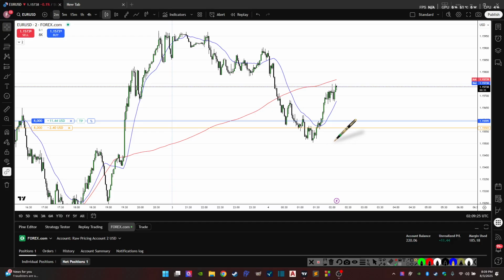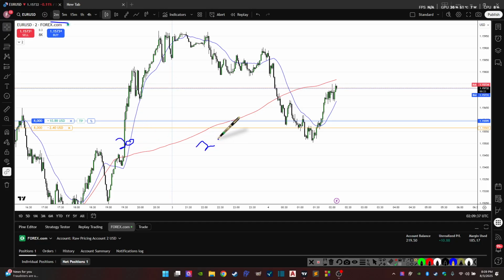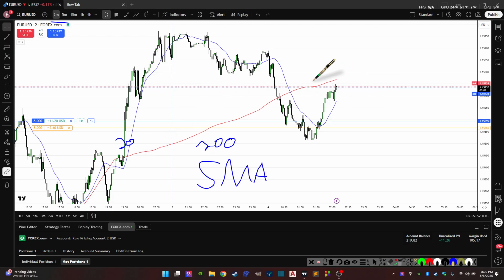What we have going on here is I'm on a 2-minute chart. This is the Euro USD. We're in the Tokyo session, and I have a 20 and a 200 SMA, simple moving averages. All we're going to do is follow along with this 20. Anytime price is above it and the 20 is moving up, we want to be looking for a long entry, and vice versa for the short. The 200 is our long-term direction.